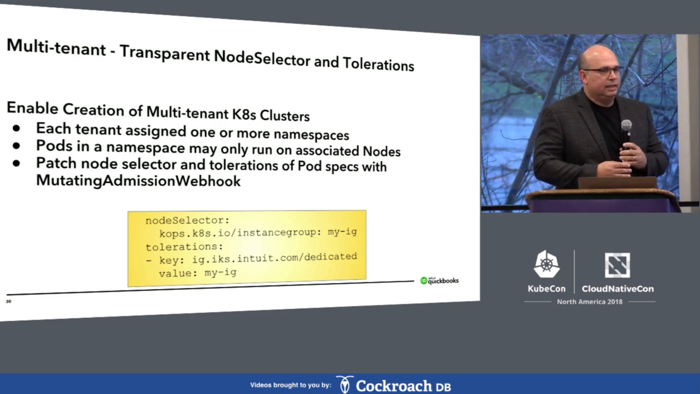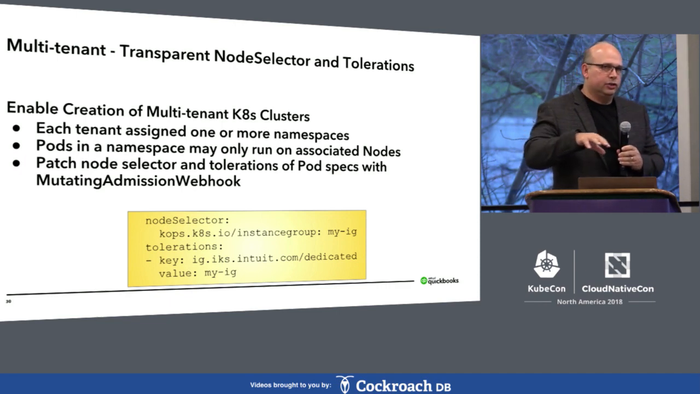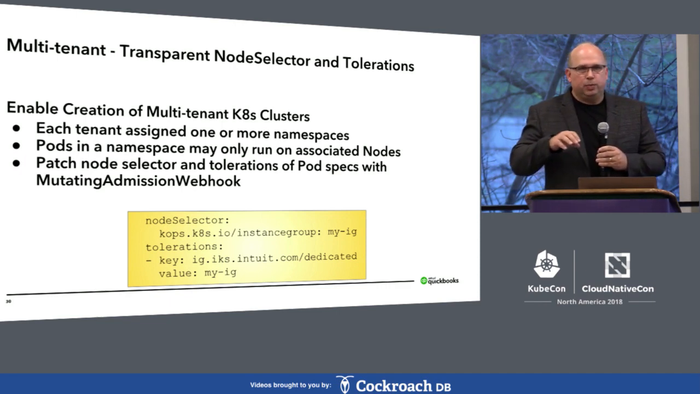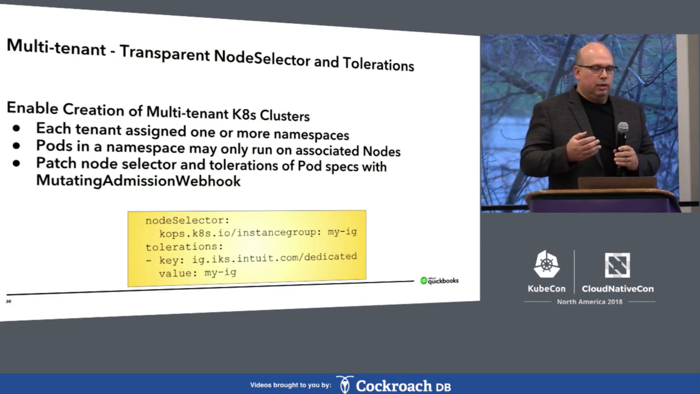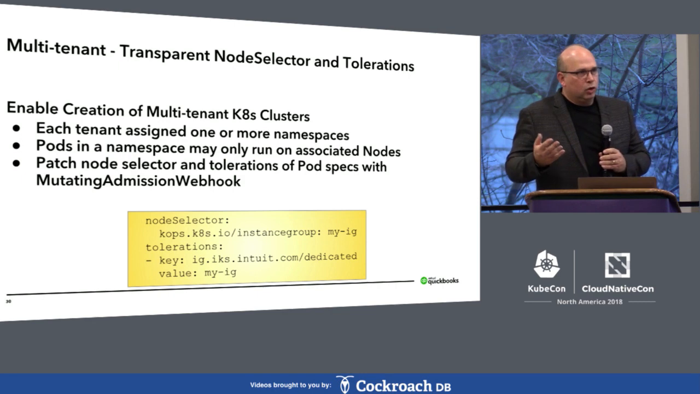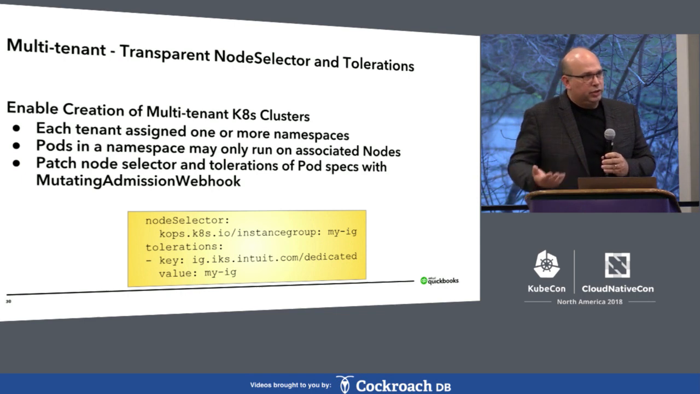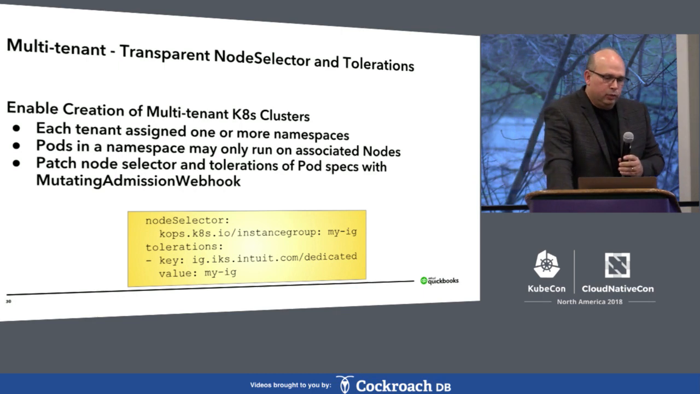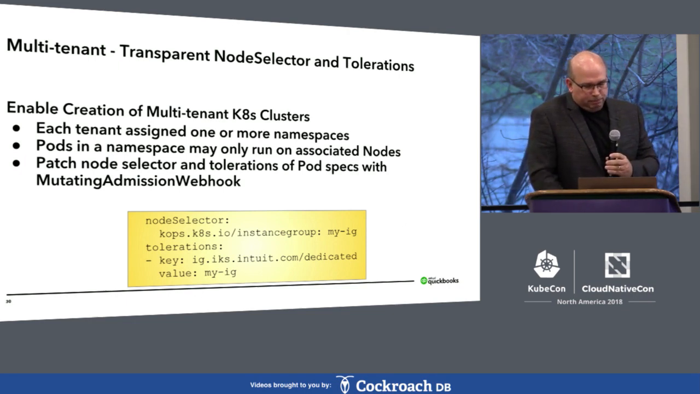So how do we use this for multi-tenant? At Intuit, each tenant is assigned a namespace within a given cluster. And then in that namespace, we only allow that tenant to run their pods, their resources, on certain nodes. We could tell all the clients, hey, make sure you put a node selector and tolerations into all your requests, but we want to offload that burden for them. So instead, we use the mutating webhook to patch the node selector and the tolerations as appropriate into the pod spec.